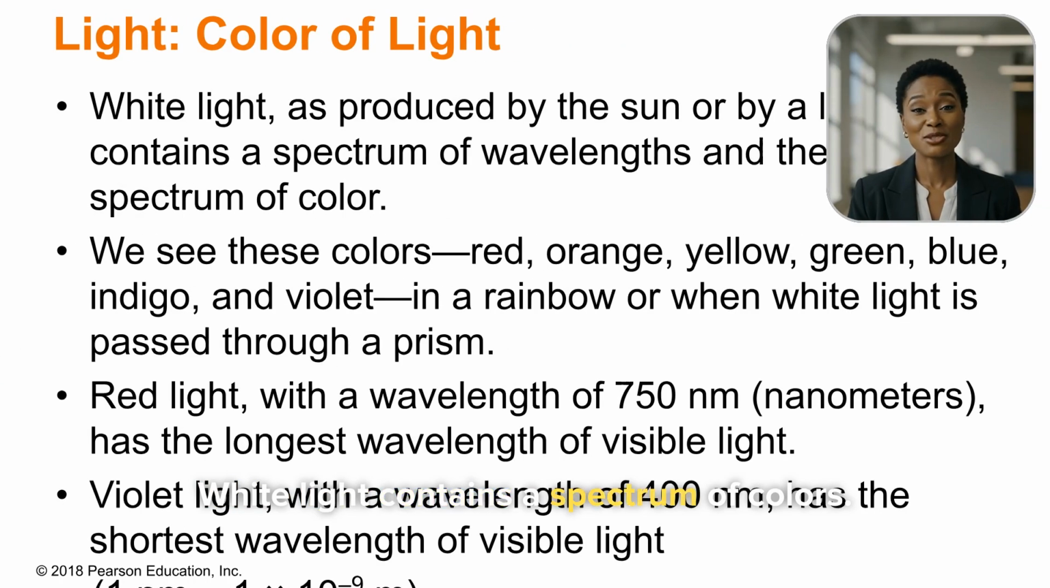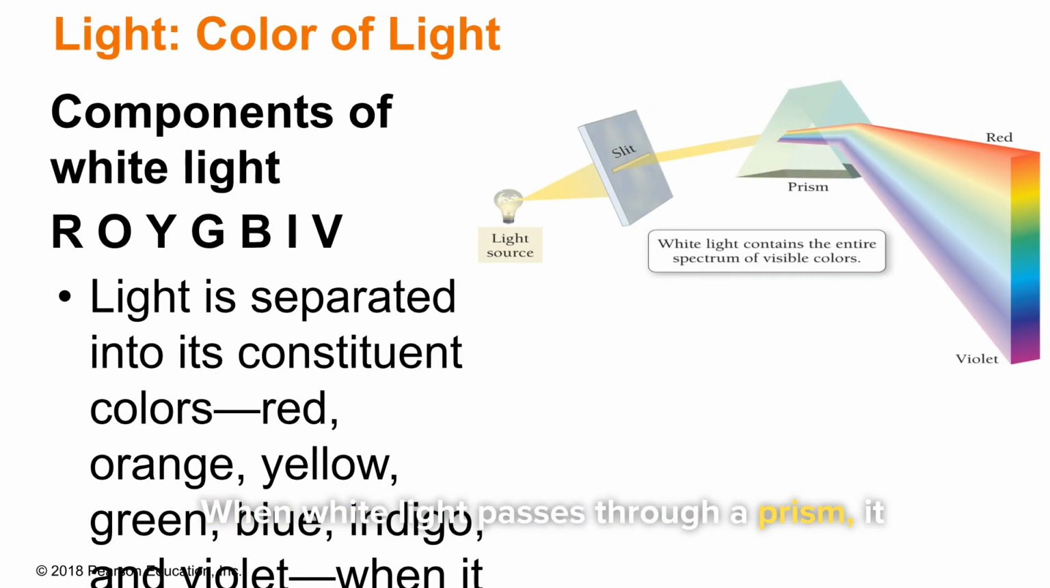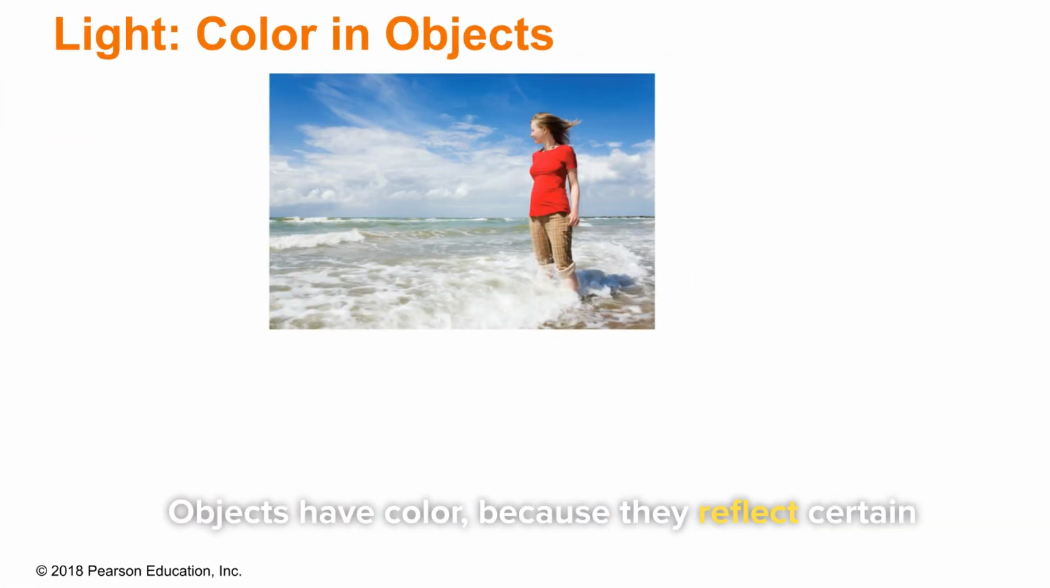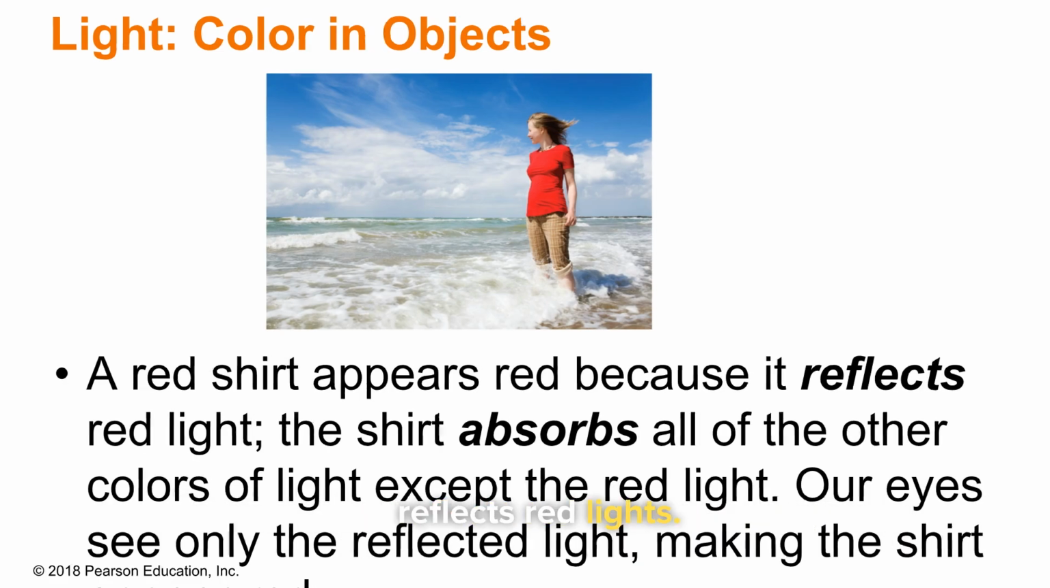White light contains a spectrum of colors. Red light has the longest wavelength, while violet light has the shortest wavelength within the visible spectrum. When white light passes through a prism, it separates into its constituent colors, often remembered by the acronym ROYGBIV. Objects have color because they reflect certain wavelengths of light while absorbing others. For example, Ard's shirt appears red because it reflects red light.